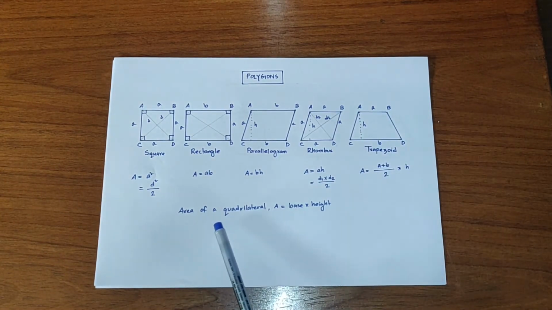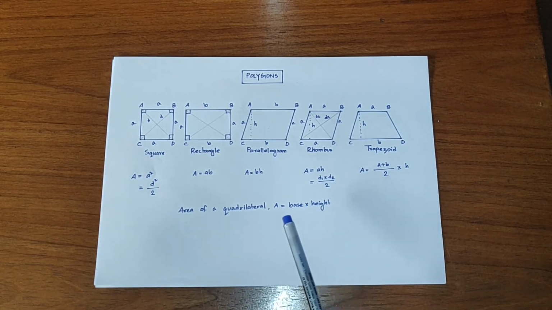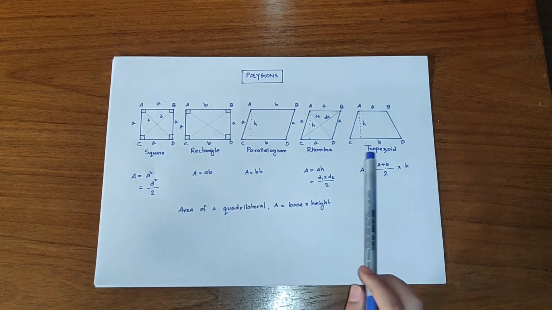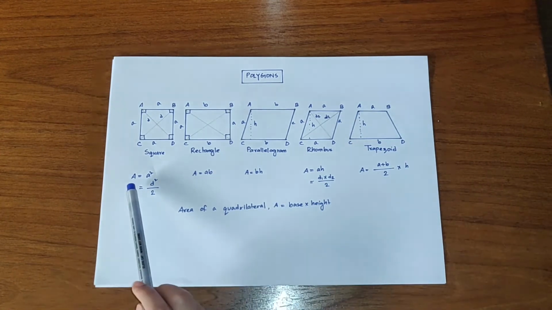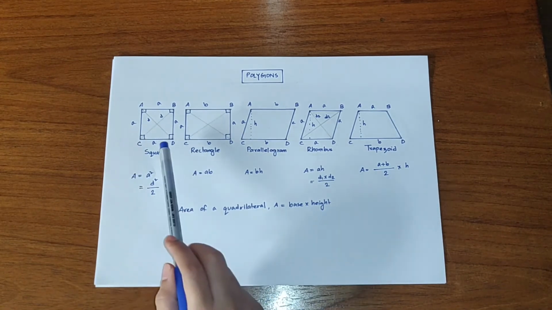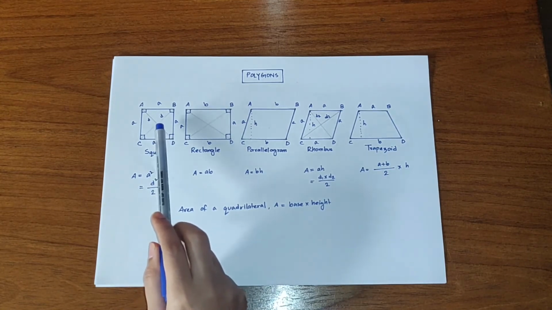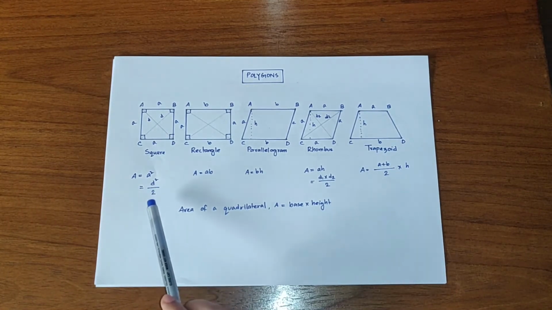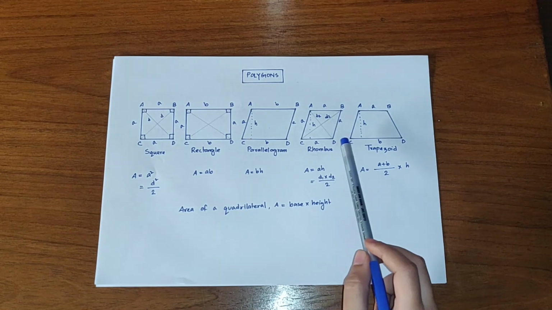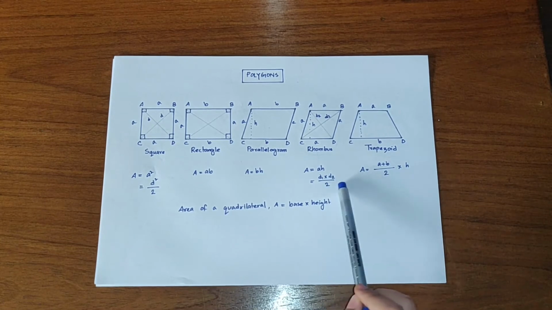Now, the area of a quadrilateral is given by A is equal to base into height. Based on this equation, the formulas for the areas of the quadrilaterals change accordingly. For a square, A is equal to a square, where a is the length of the sides. You can also calculate the area from the diagonals, since the square has equal length diagonals, so you can write d square by 2. And on a rhombus, the diagonals are different in length, so you multiply them together and divide by 2.